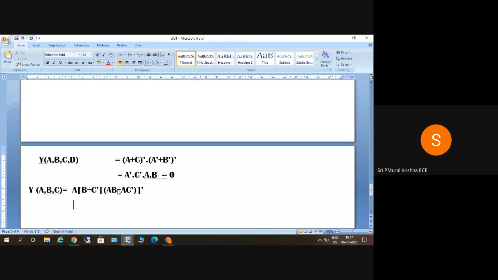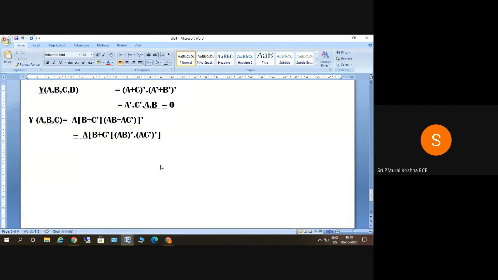Apply De Morgan's law. De Morgan's law is A plus B whole bar is equal to A bar into B bar. So this one is common. Next we'll be having AB plus AC bar whole bar. What we get here is (AB) bar into (AC bar) bar, because this is De Morgan's principle, A plus B whole bar is equal to A bar into B bar.